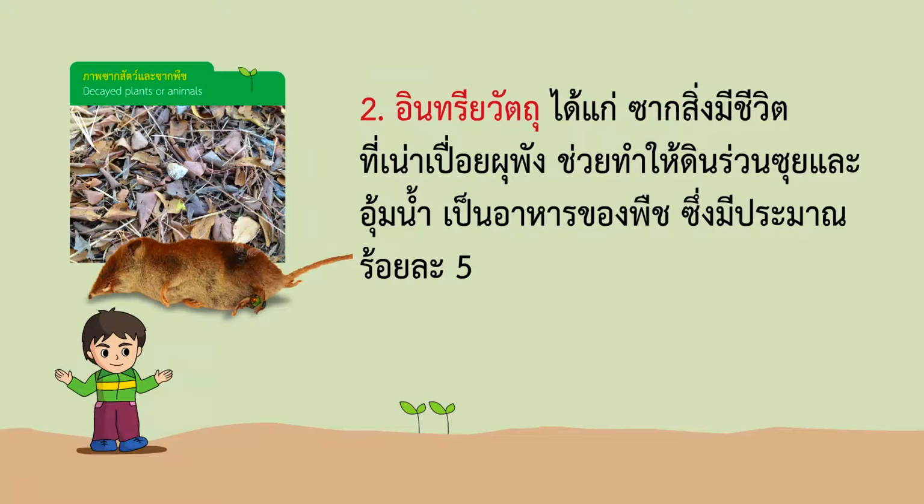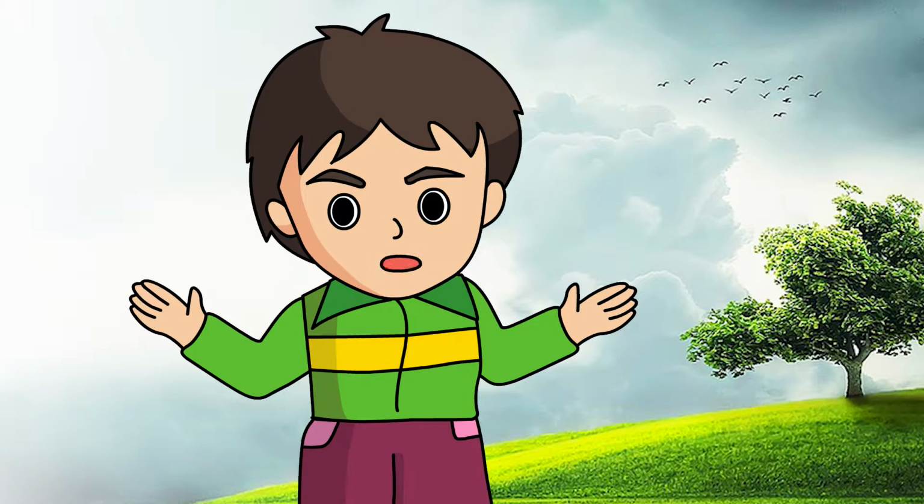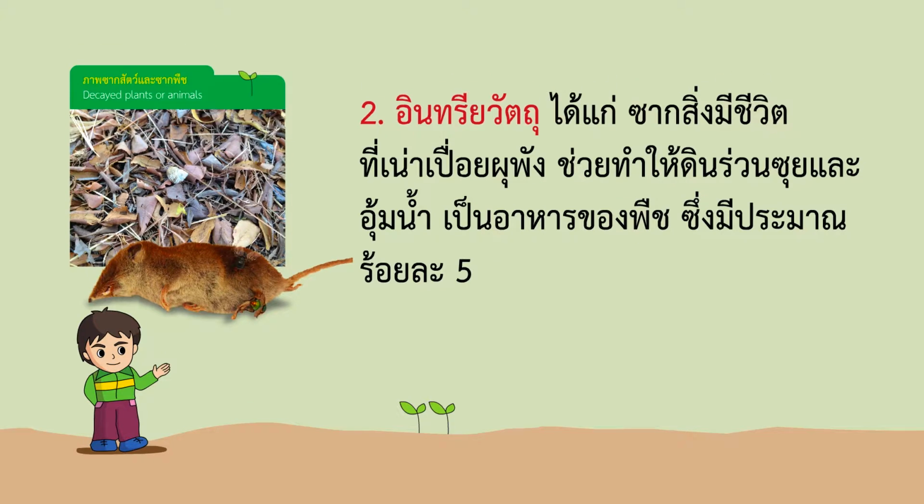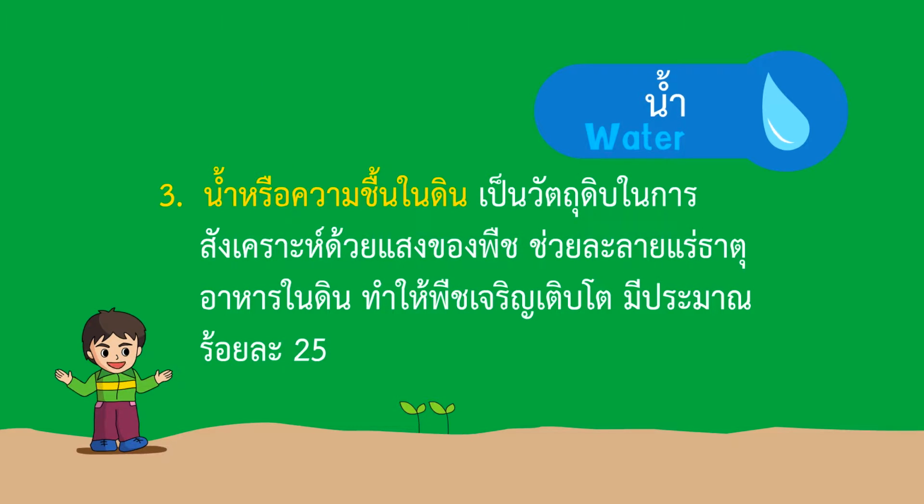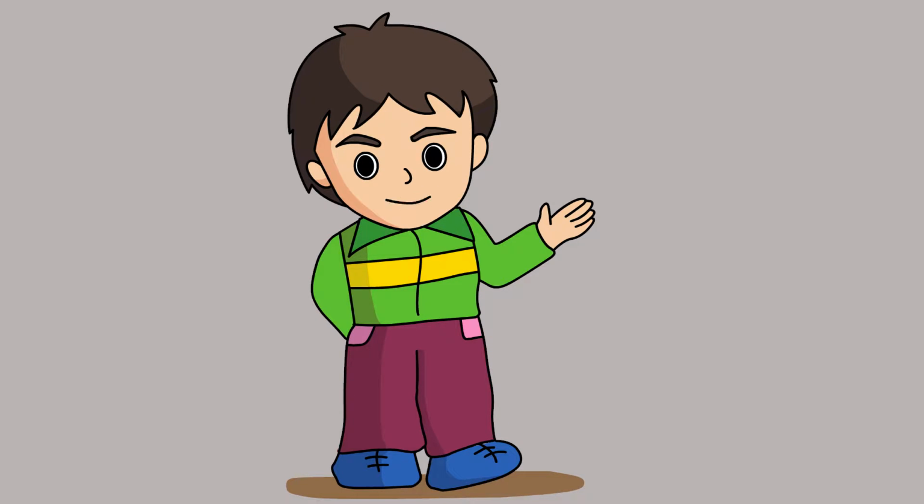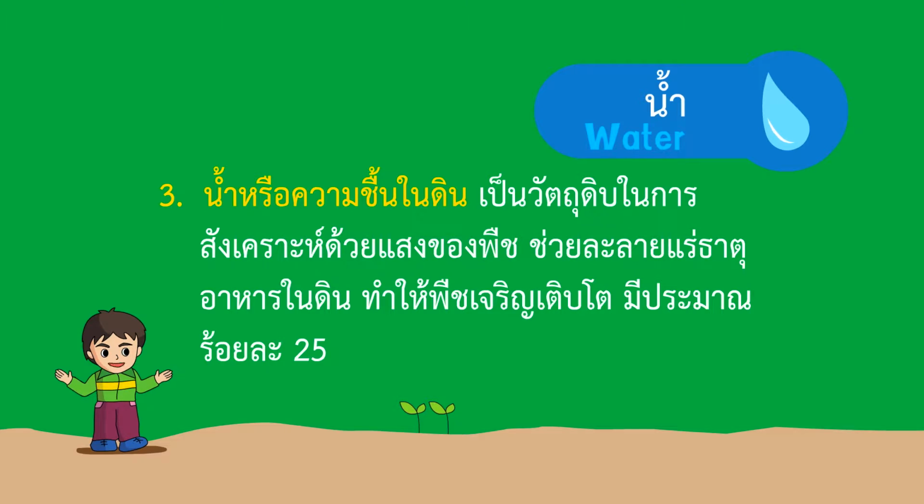2. Organic matters include decayed organisms which help loosen soil and absorb water. These matters, which are food for plants, cover 5% of soil. 3. Water or humidity is the material for photosynthesis in plants. It helps dilute nutrients in the soil and enhance plant growth. It covers 25% of soil.